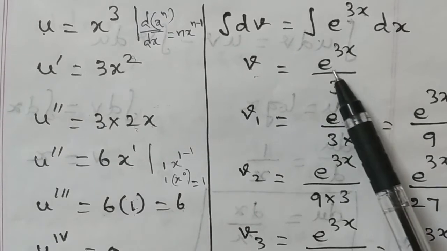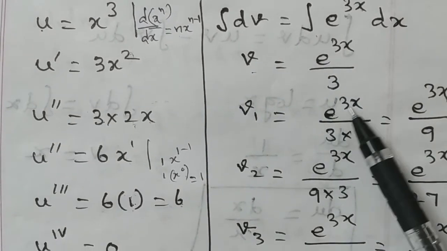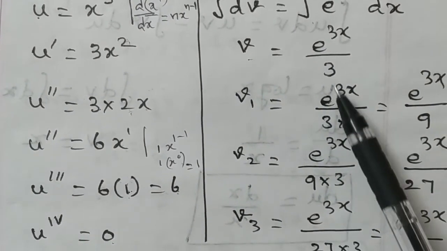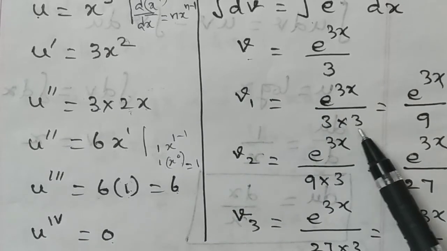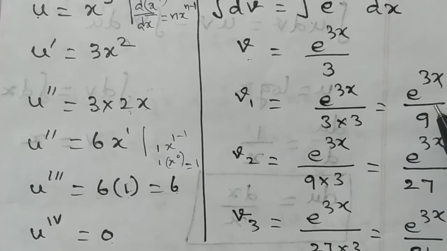Integral of e power 3x is e power 3x divided by 3. Already 1/3 is there, so 3 into 3 we get 9. So e power 3x divided by 9. Now once again integrate the given function.